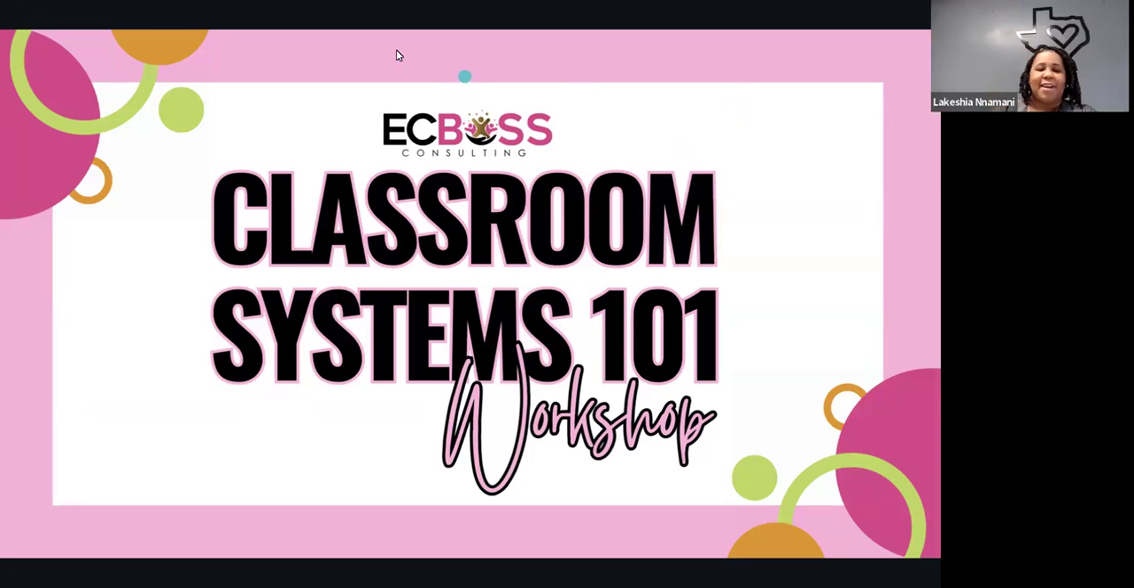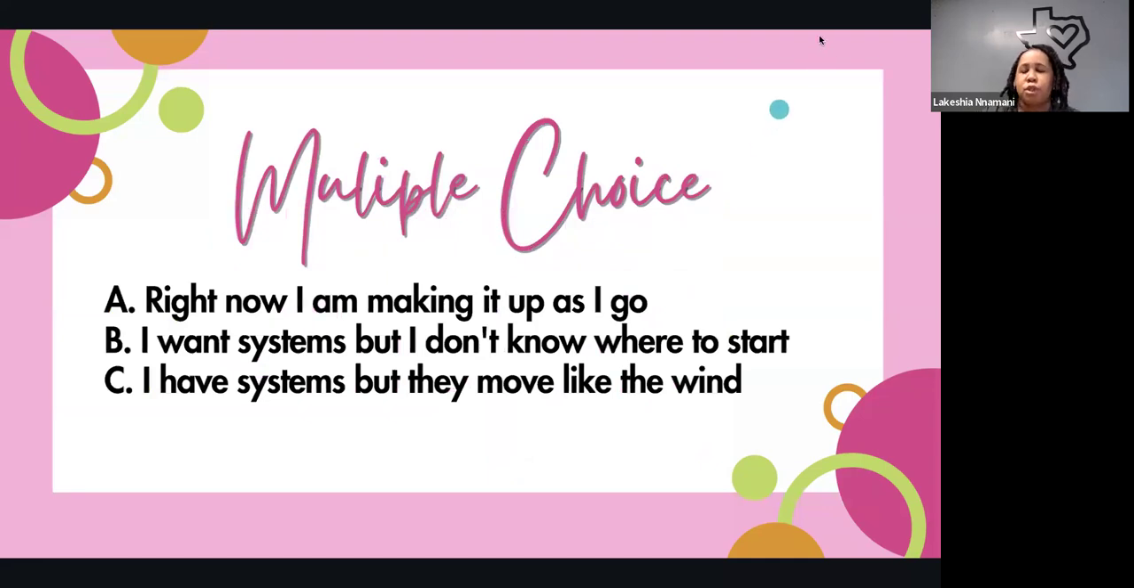All right, for the next slide, we're going to do a quick multiple choice here. I want you to drop an A. When it comes to systems, are you making it up as you go? Do you want to put systems in place, but you don't know where to start? Drop a B. C, you have systems, but they kind of move with the wind. So sometimes you use them, sometimes you don't. Just drop an A, B, or C to let me know where you are.